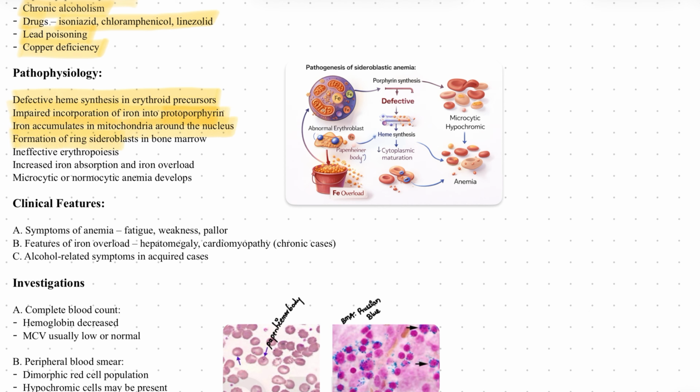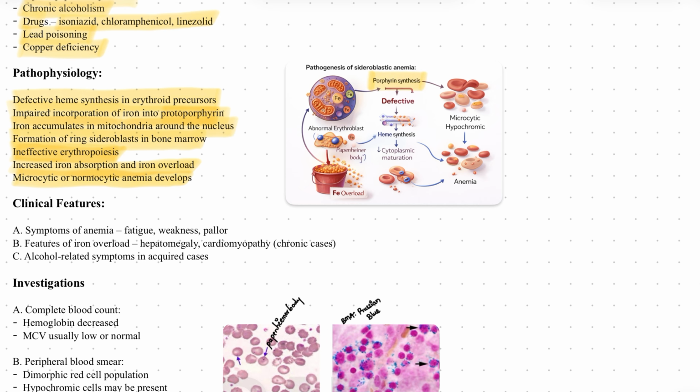Iron accumulates in mitochondria around the nucleus, with formation of ring sideroblasts in bone marrow, which leads to ineffective erythropoiesis. Increased iron absorption and iron overload is seen, and microcytic or normocytic anemia develops. Most commonly you are going to see microcytic only.